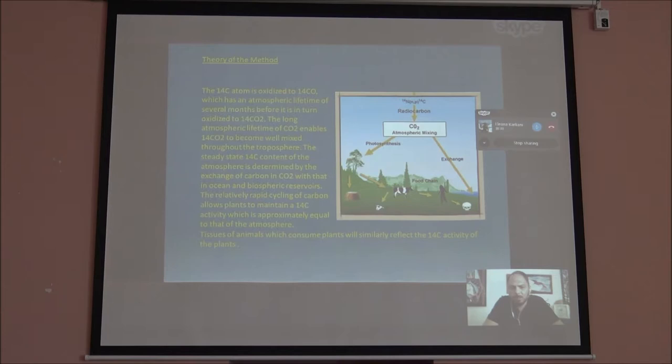As we can see in the picture right next to the text, we have the creation of carbon 14, which is participating in the carbon monoxide and carbon dioxide atmospheric mixing, and through photosynthesis goes to the tissues of the plants, which the animals will consume. In that way, the plants and the animals will continue to replenish the carbon 14 content of their organisms until they die. And the carbon 14 in their tissues will start to decay.